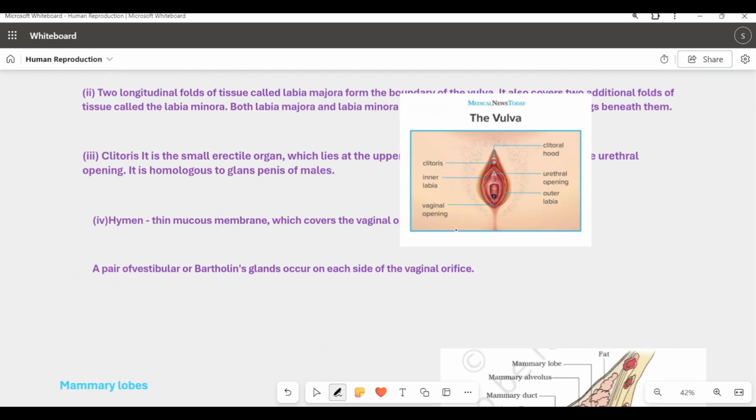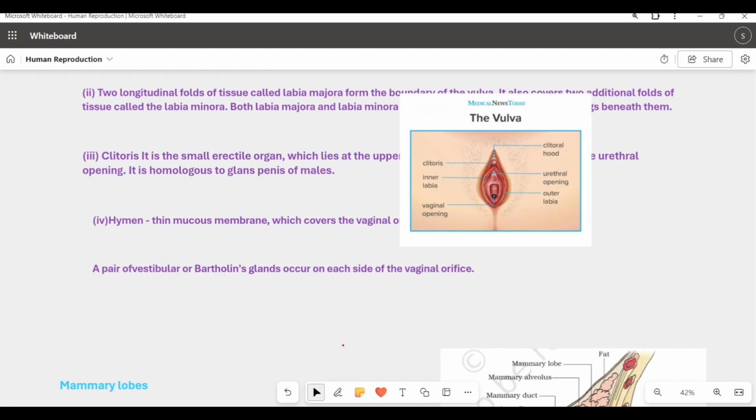On either side of this vaginal orifice, or the vaginal opening, a pair of glands called Bartholin's glands is present. The function of these Bartholin's glands is to secrete a clear viscous liquid, which is secreted during sexual excitement in females. This fluid serves as a lubricant, which helps make the copulation process easier.